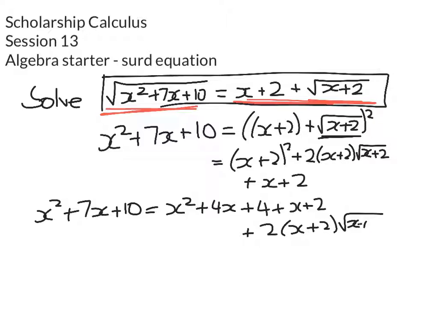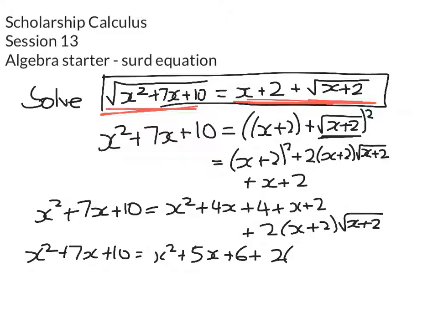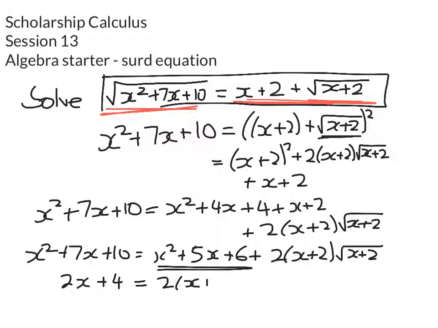So there we go. Right, cleaning up the right hand side first, I get x squared plus 5x plus 6 plus a thing with a surd still in there. So subtracting this from both sides gives me 2x plus 4 equals 2 times (x plus 2) root (x plus 2). So just writing that out again.